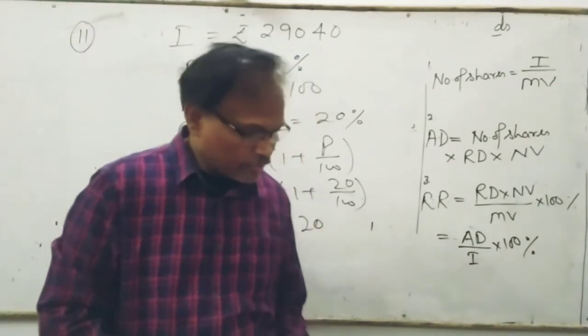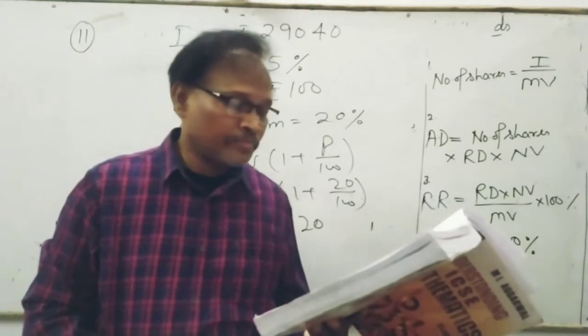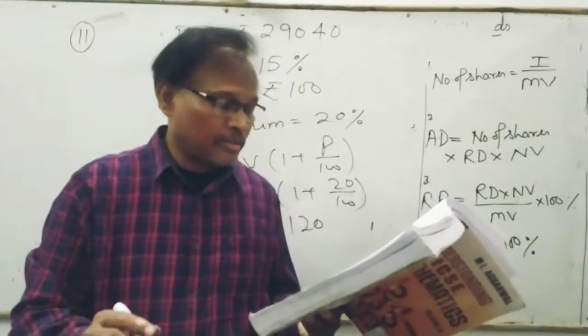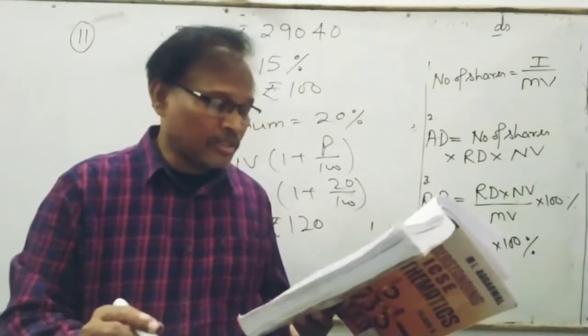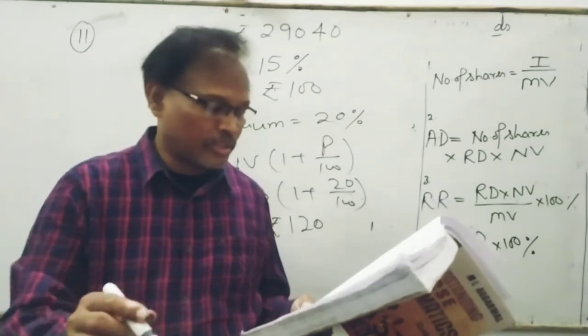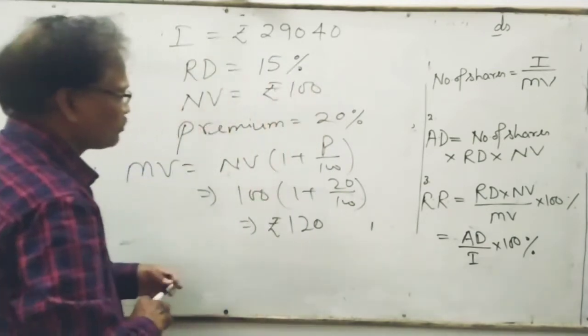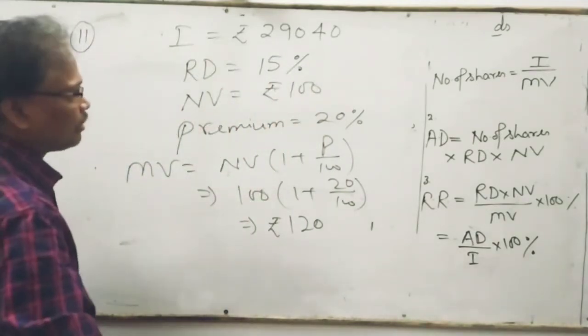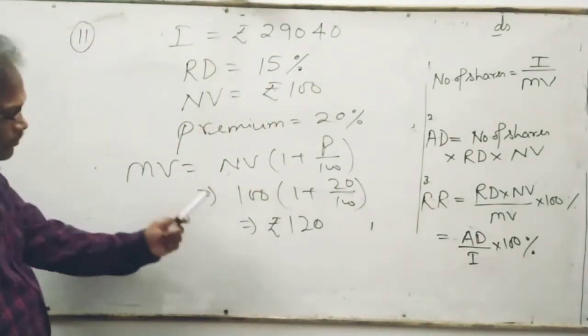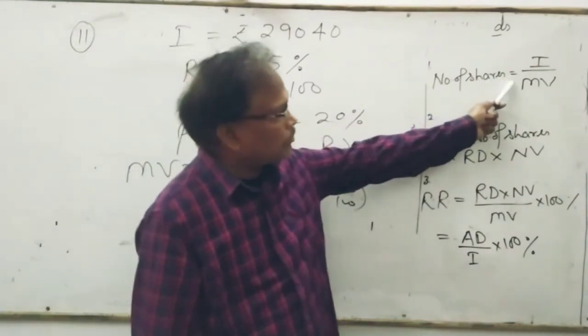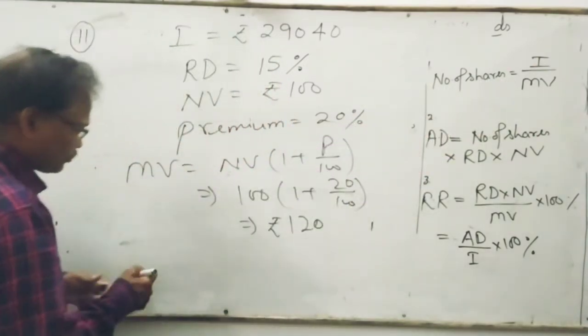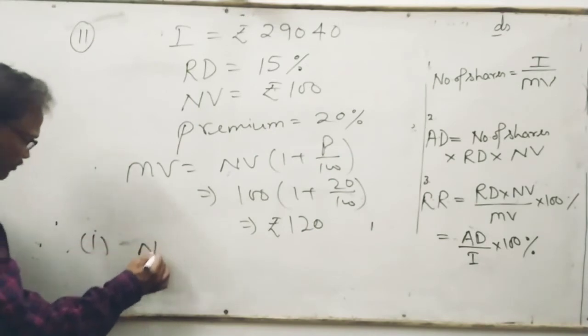Okay. Calculate the number of shares, the annual income, means the annual dividend from the investment, and the percentage return. So first you calculate the number of shares. How to calculate: investment you know, and market value. Use this formula, you will get the number of shares. So the first part, number of shares.